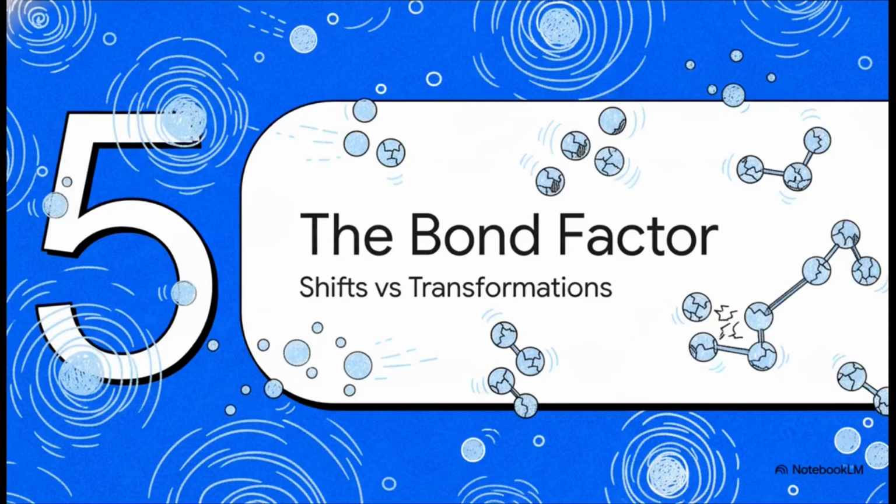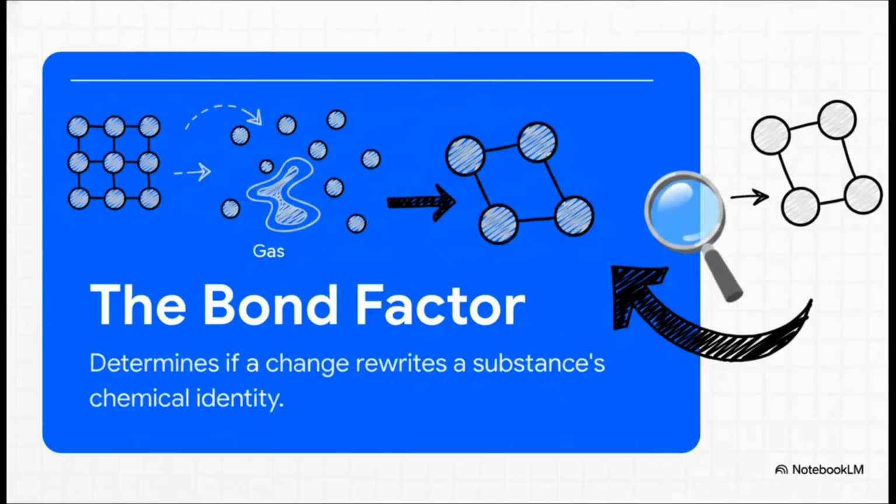Moving right along to Section 5, the bond factor, temporary shifts versus permanent transformations. So beyond just moving around or speeding up, we really have to look at what happens when these restless particles fundamentally change who they are. The bond factor is our crucial dividing line here. It determines whether a shift merely overcomes intermolecular forces, meaning the particles just shift their physical state, or if it fundamentally rewrites a substance's chemical identity through the actual breaking and forming of molecular bonds.